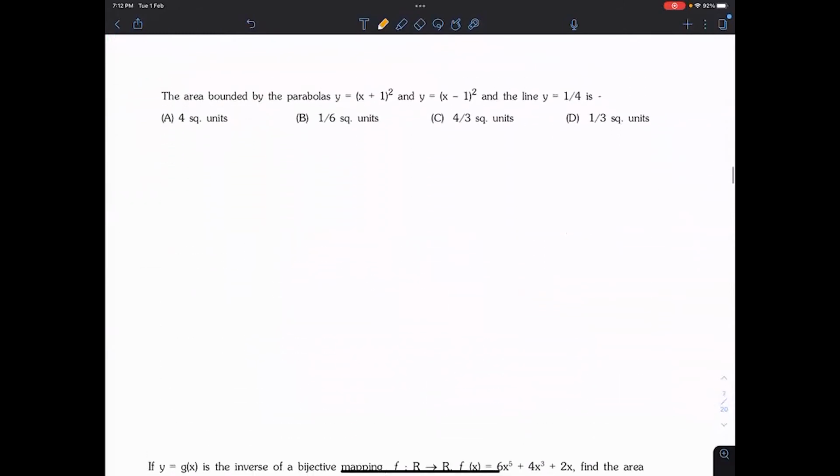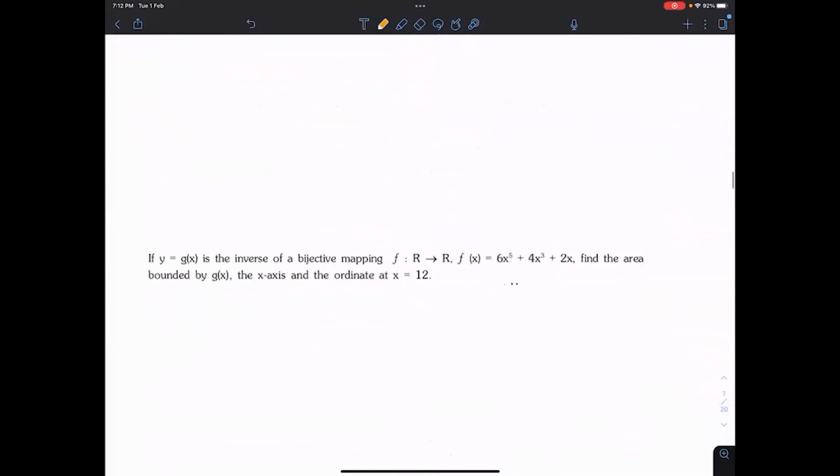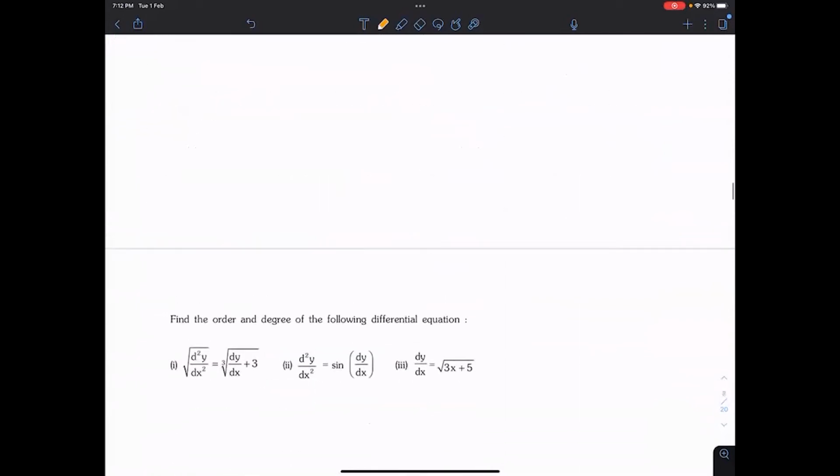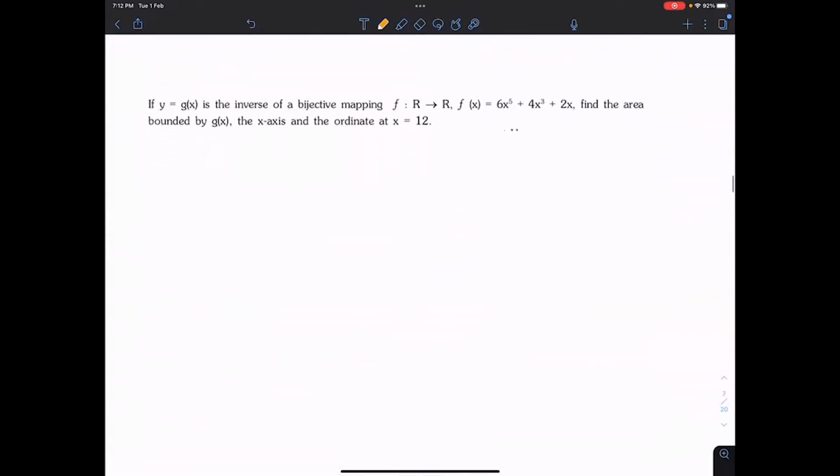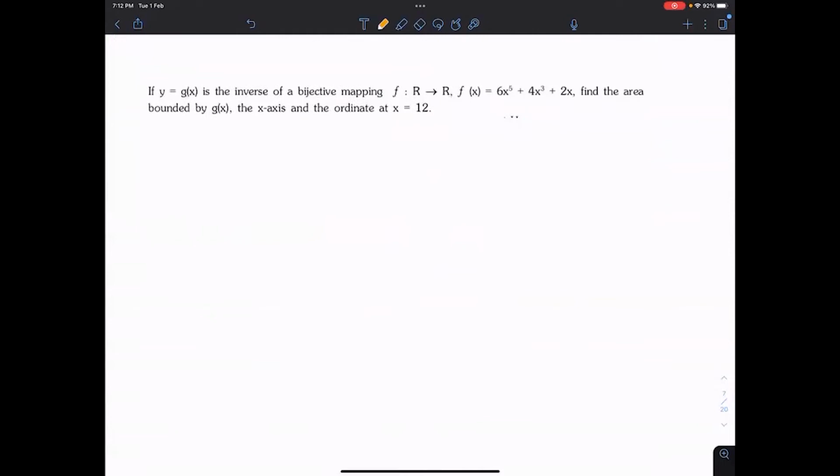So there are some more questions on this. Okay. Fine. So one last question. Then afterwards we'll go to differential equations. Okay.